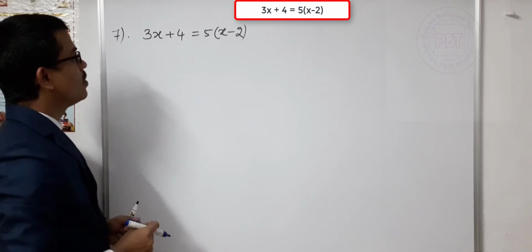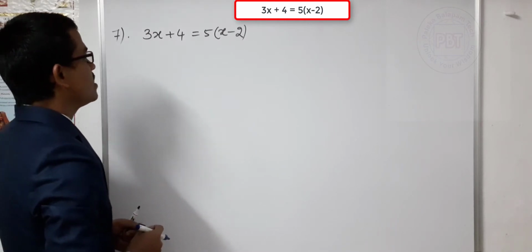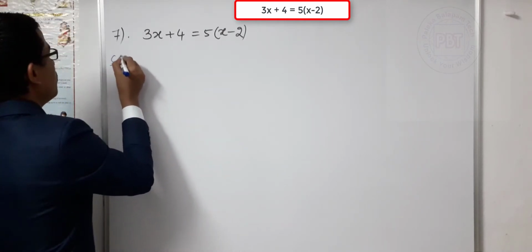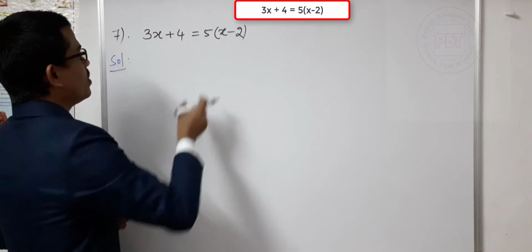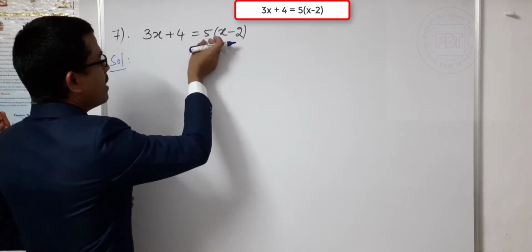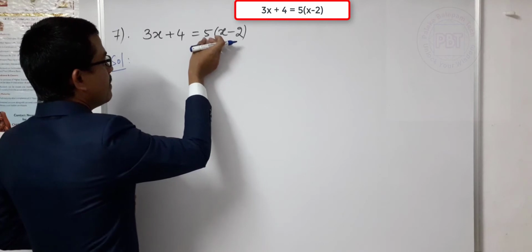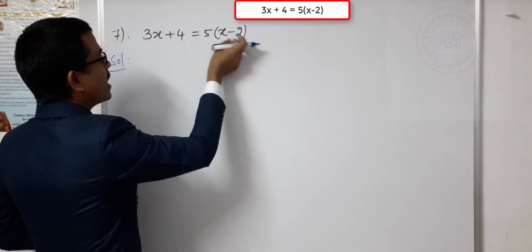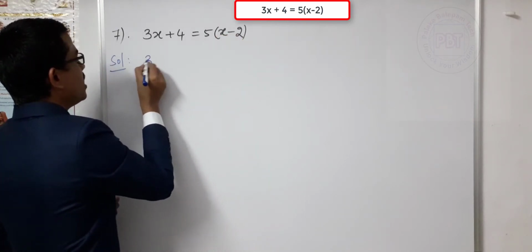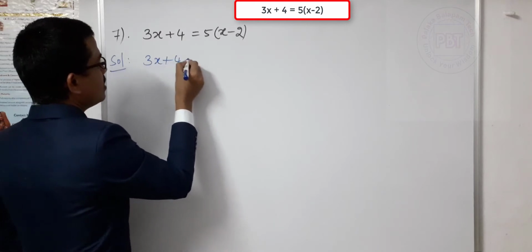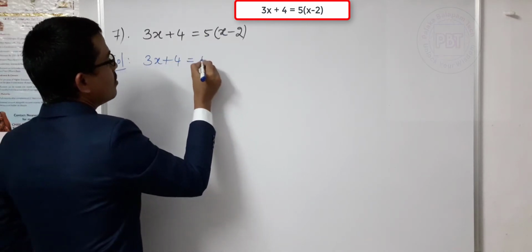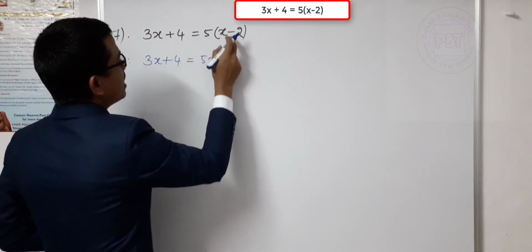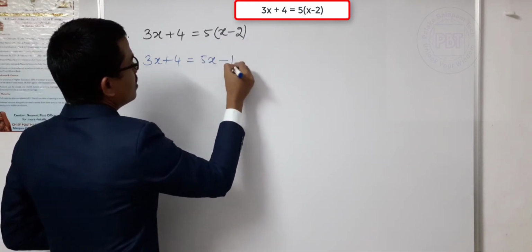3x plus 4 equal to 5 into x minus 2. So in the solution part, first what I am doing here. So here x minus 2 is multiplied by 5. So I am going to multiply this 5 inside the bracket terms. So the first one 3x plus 4 is as it is, that equal to 5 into x, 5x, plus into minus, 5 2s are 10.